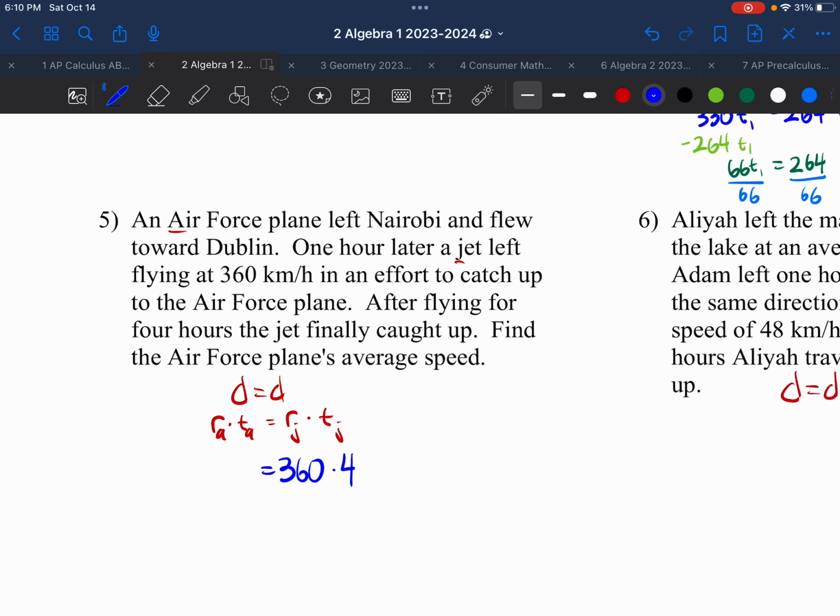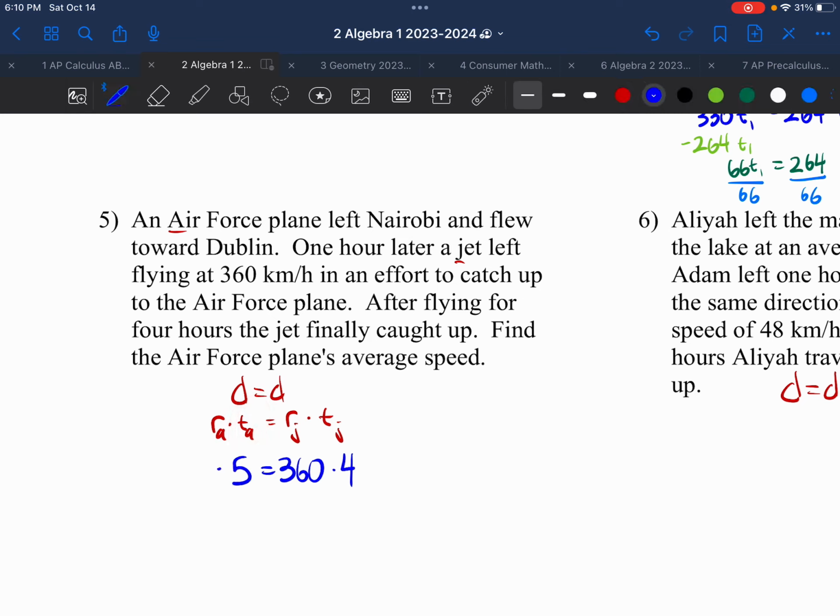All right. Well, this is bad because I still have two variables. Can I somehow use this information up here to not have to do 2 variables? It says 1 hour later a jet left. Well, if the jet left 1 hour later and the jet traveled for 4 hours, that means that the Air Force plane has already been flying for 1 hour and another 4 hours, and then it eventually gets passed by the jet. So it's 1 plus 4, it's 5. The time for the Air Force plane should be 5.